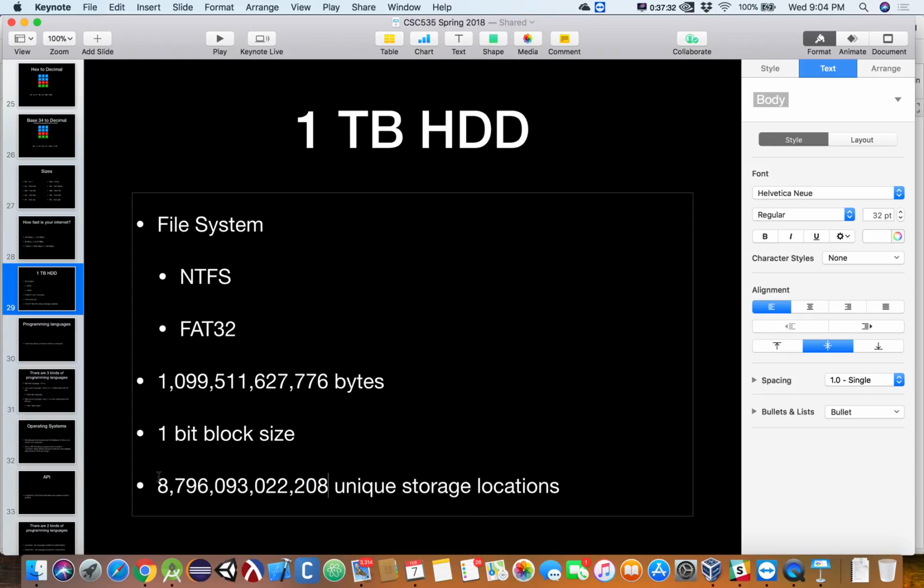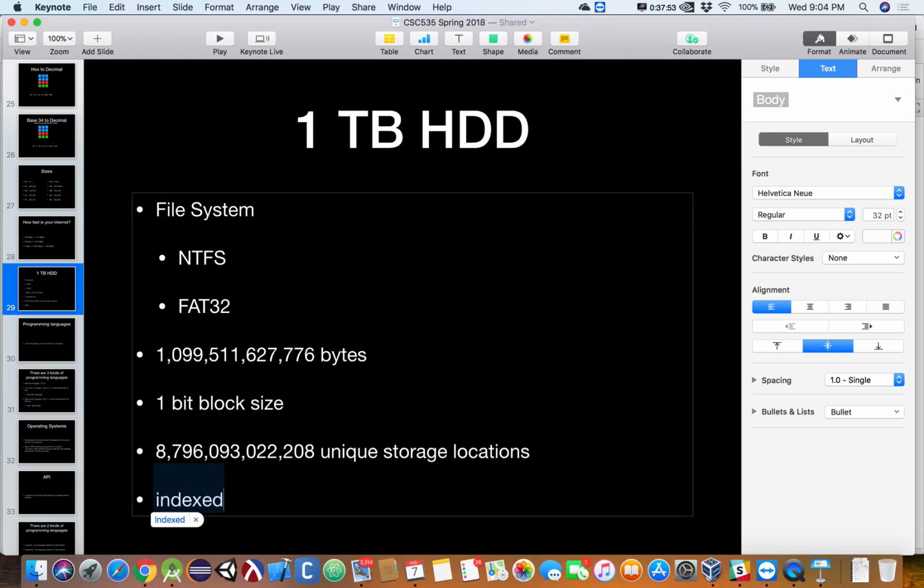That means we have this many unique storage locations on our hard drive. So what's that? 8,796,093,022,208. Big number. All right? And this is going to be indexed between bucket 0 and 8,796,093,022,207. So we have that many buckets, starting at bucket 0, then bucket 1, then bucket 2, all the way up to bucket 8.7 trillion. Make sense?